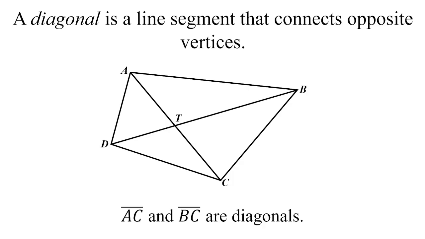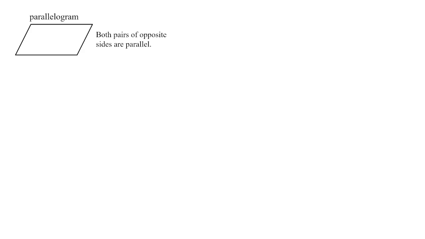So now that we talked about the parts of a quadrilateral, let's introduce the types of quadrilaterals. First, we have the parallelogram. Both pairs of opposite sides are parallel. And notice the word parallel in the word parallelogram.